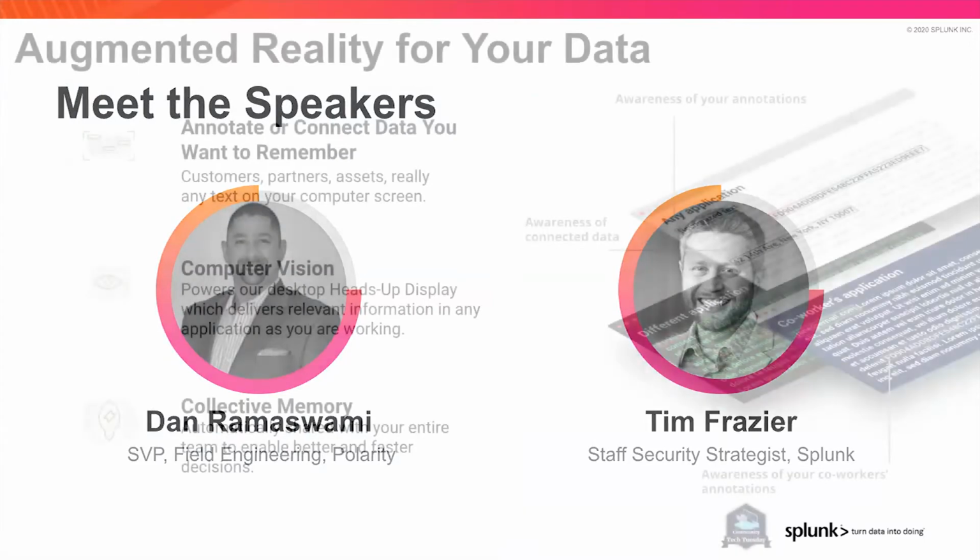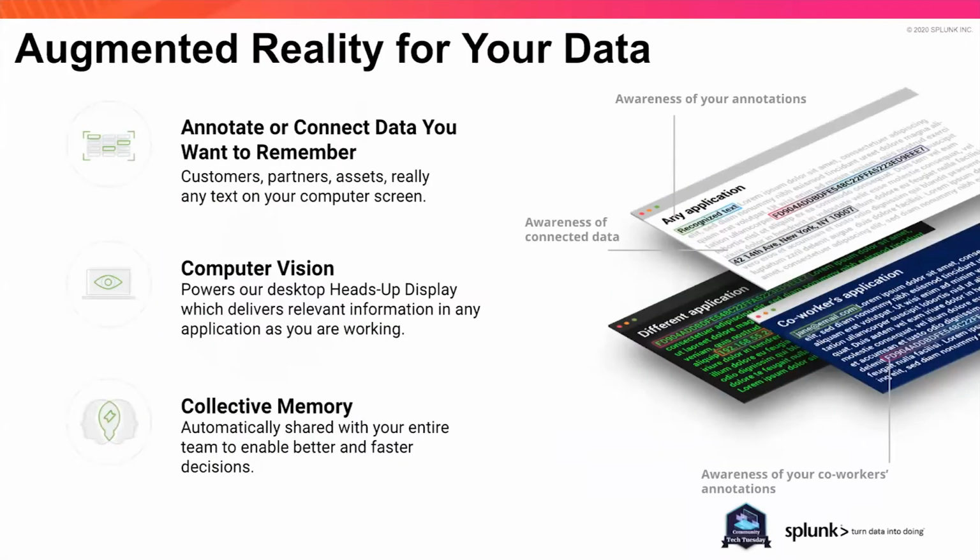So for those of you that aren't familiar yet with Polarity, what we've built is a platform that is effectively augmented reality for your data. And what I mean by that is we've built a platform capable of bringing together all of the contextual data that your tools are capable of producing for you by leveraging a method that we call computer vision, which allows us to OCR what's displayed on your screen, collect that relevant information, and present it to the analyst as it's displayed on their screen when they need it most.